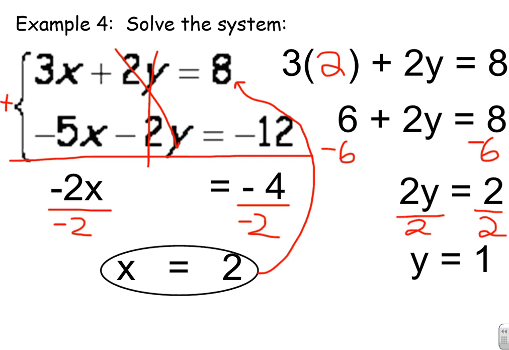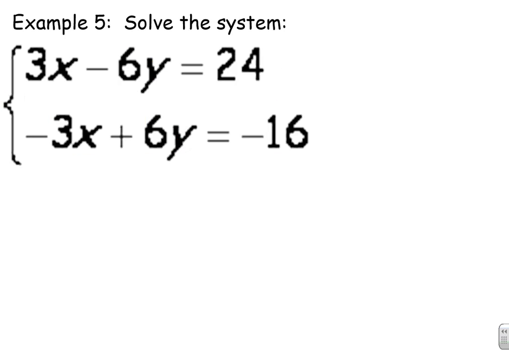Y equals 1. Our final answer is going to be an ordered pair with our x value first and our y value second. So our final answer is 2, 1. Those two lines would cross at the point 2, 1. Pause the video now as you try example 5. Press play to go over your answer.